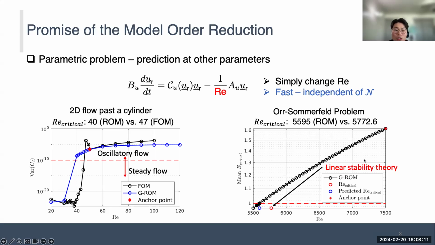If it's below 1, that means the disturbance decays. We use this to identify the critical Reynolds number. Compared to the result obtained from the theory, we see that the reduced order model does a pretty remarkable job in estimating the critical Reynolds number with just one anchor point.